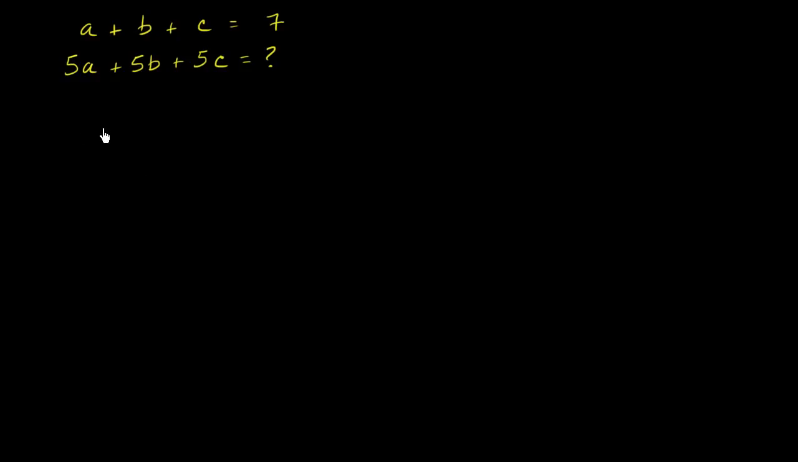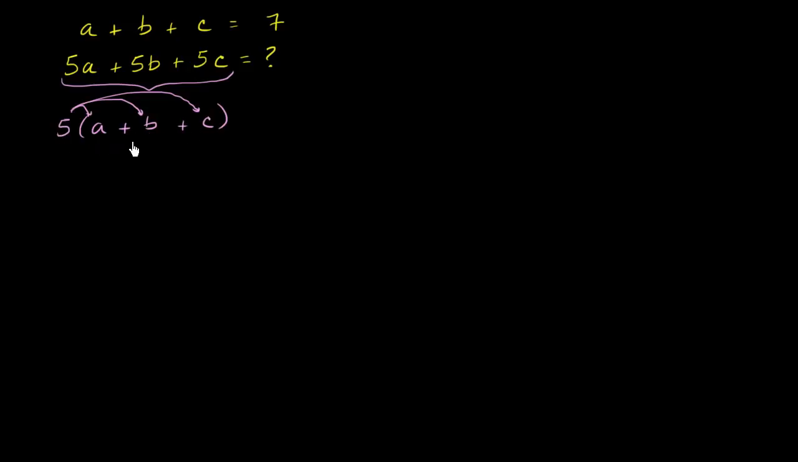The big idea here is to realize that 5a plus 5b plus 5c is just the same thing as 5 times (a plus b plus c). If you distribute the 5 here, 5 times a, 5 times b, 5 times c, you get 5a plus 5b plus 5c. Another way to think of it is that we are factoring a 5 out. If you factor a 5 out, you're left with 5 times (a plus b plus c).